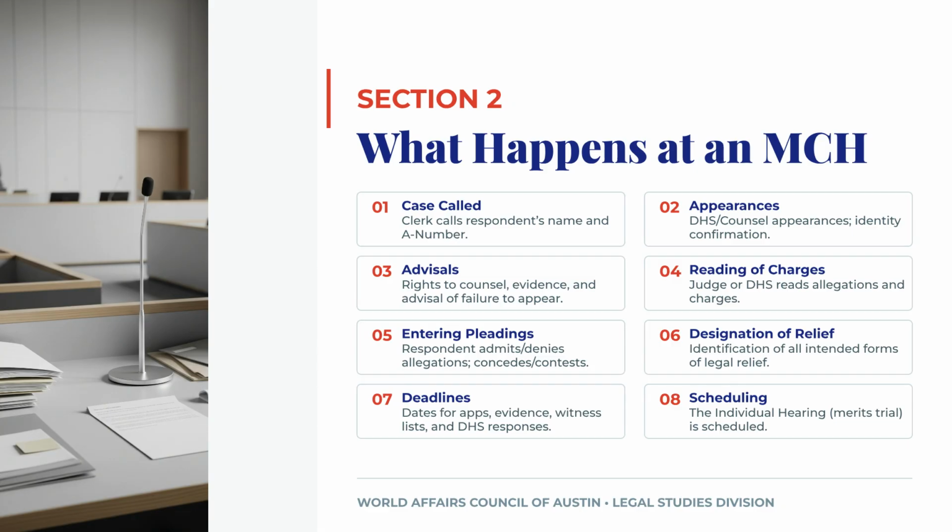The MCH follows a sequence. The case is called, appearances are confirmed, advisals of rights are given, charges are read, pleadings are entered, relief is designated, deadlines are set, and the individual hearing is scheduled.